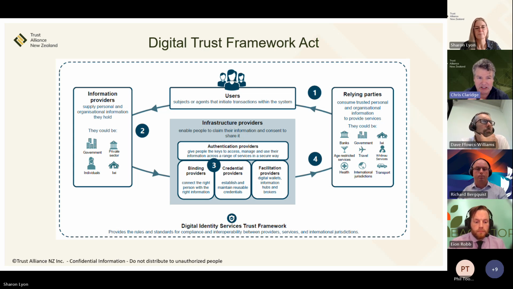The Hyperledger is aligned with W3C and the international protocols, but the Microsoft credential model is simpler and easier to deploy and also aligns neatly with the Digital Trust Framework rules and regulations. Back to you, Sharon. Thanks, Chris.